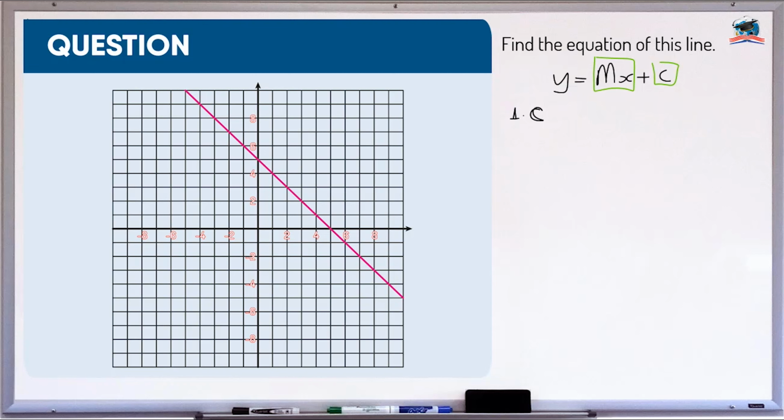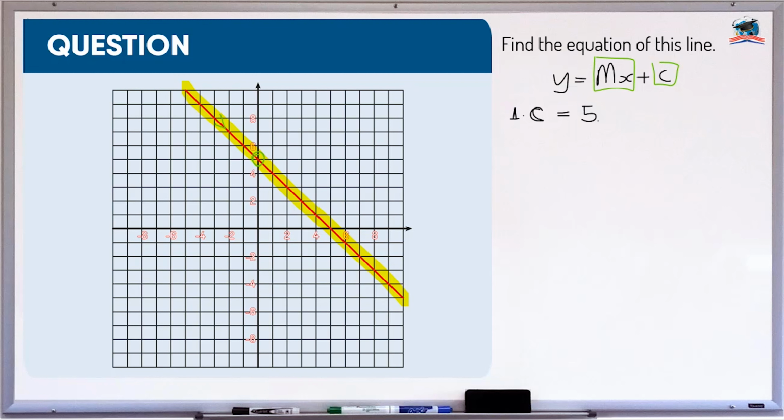So let's go for the c. What is our c? Now c is the y-intercept. Let's look at our graph. We can see that this line runs from top to bottom, it goes down. As it goes down, it cuts the y-axis at which point? It cuts it here, at 5. So our c is 5.